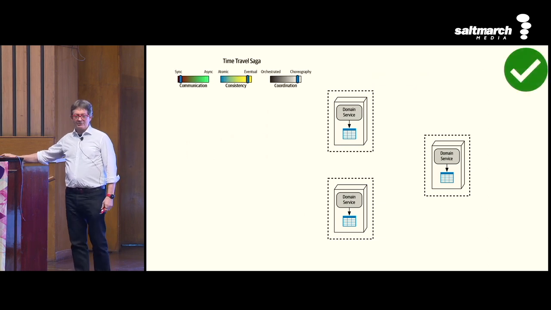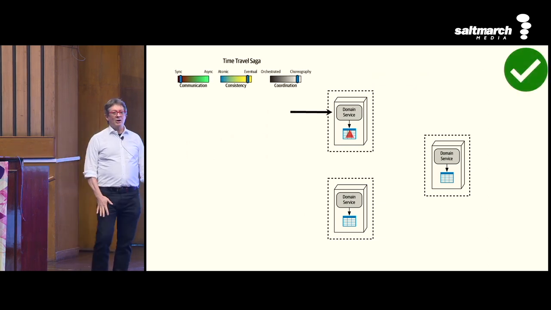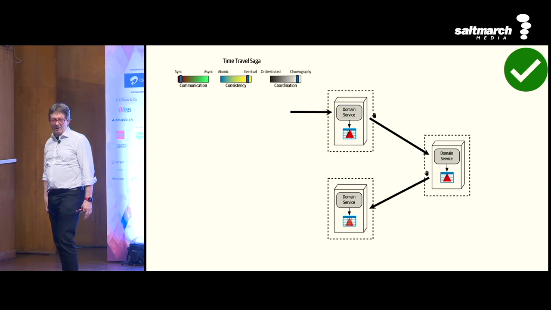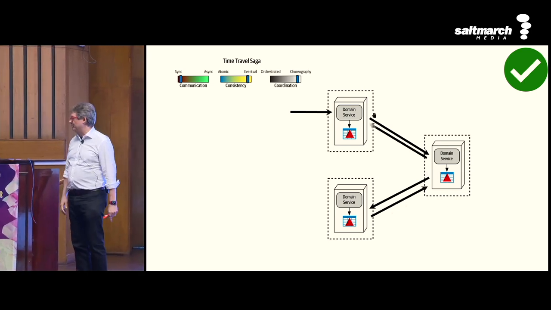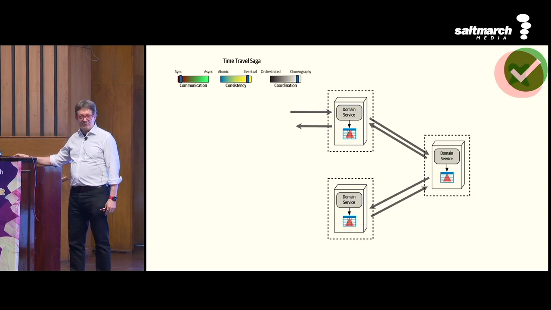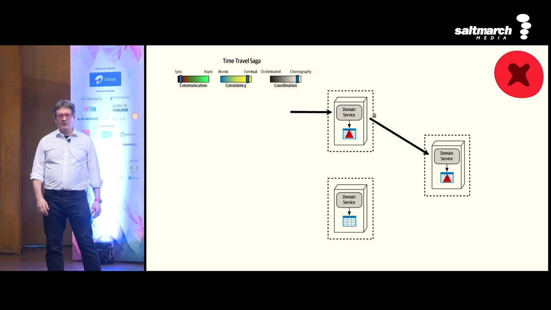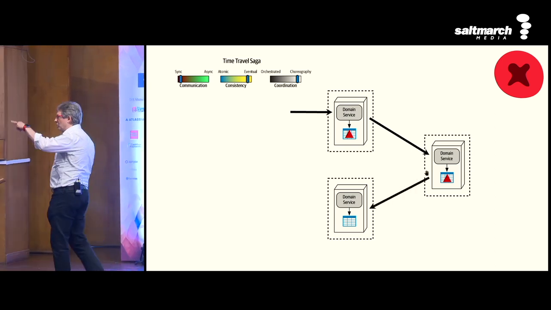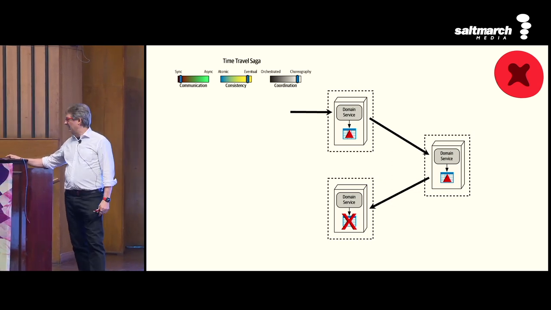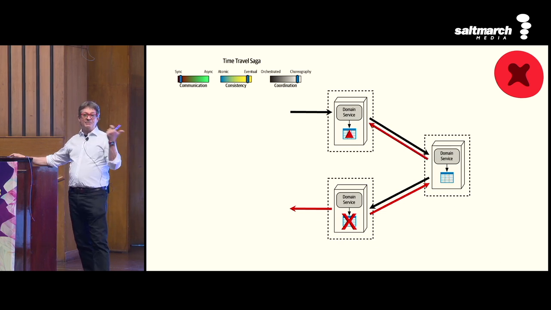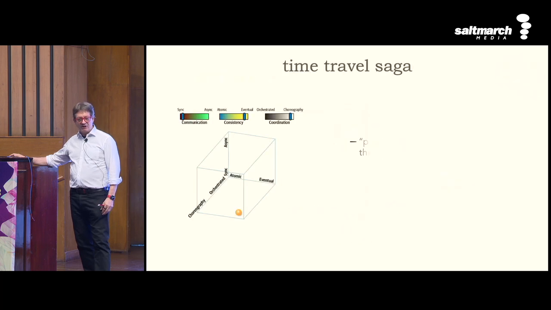So there are two more of these. A time travel saga, which does choreography and synchronous communication. So chaining to each one, and then updating, and then chaining back to return to my user. Error conditions are similar here. I call my domain service, call the next one, call the next one. If there's an error, I can chain back across that series of communications that I had before and fix stuff up. Notice here, though, I can, from the last domain service, send a message to my customer saying, hey, sorry, we're in an error state, I'm going to fix it up for you. So this is at least more responsive than some of the similar ones.